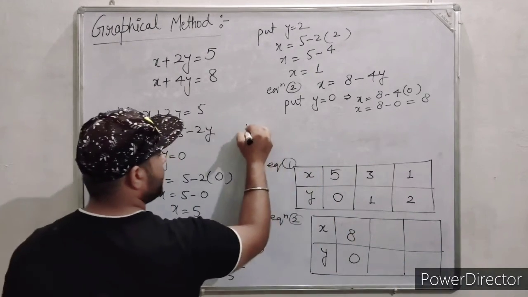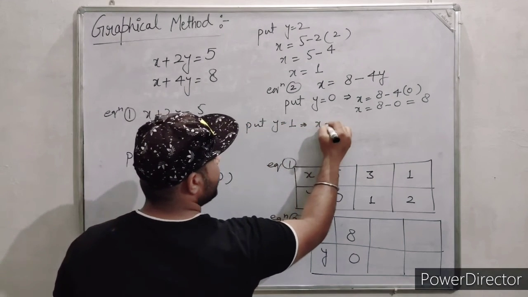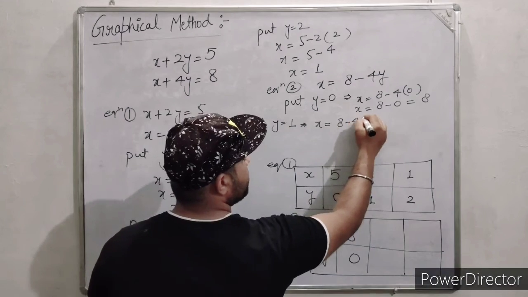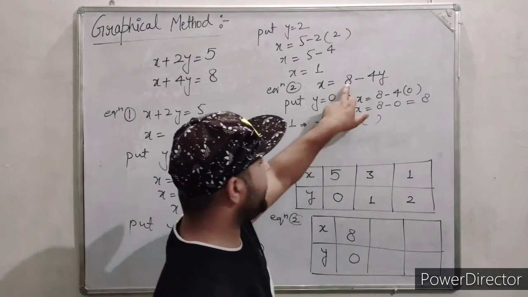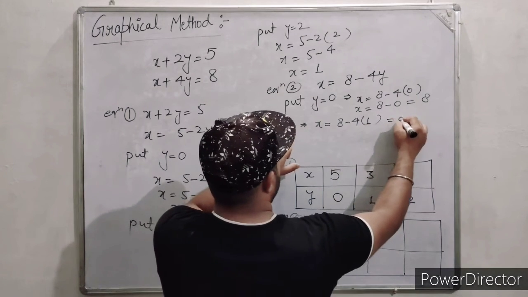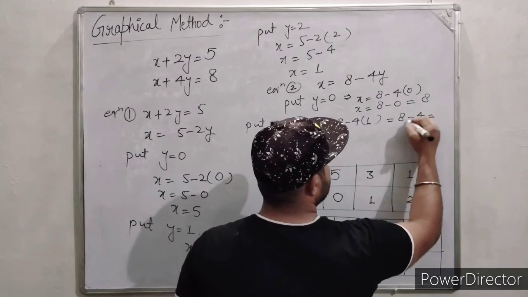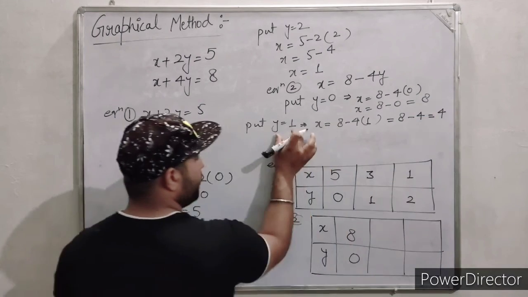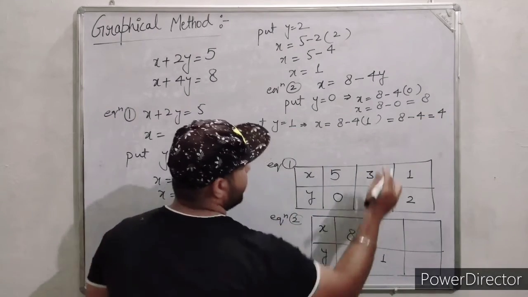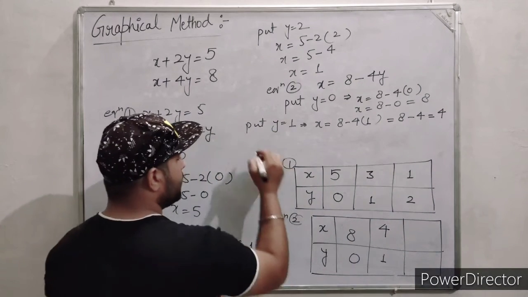Similarly, put y is equals to 1. The value of x will be 8 minus 4y. Y is here 1. 8 minus 4 ones are 4. The value of x is 4. So when you put y equals to 1, you will get the value of x is 4.